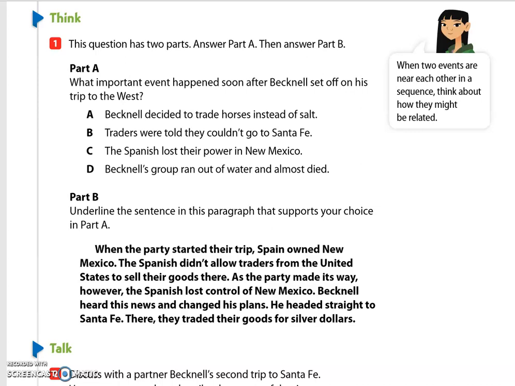Boys and girls, whatever it is that you chose as the correct answer in Part A has a support sentence in Part B. When the party started their trip, Spain owned New Mexico. The Spanish didn't allow traders from the United States to sell their goods there. As the party made its way, however, the Spanish lost control of New Mexico. Becknell heard this news and changed his plans. He headed straight to Santa Fe. There, they traded their goods for silver dollars.